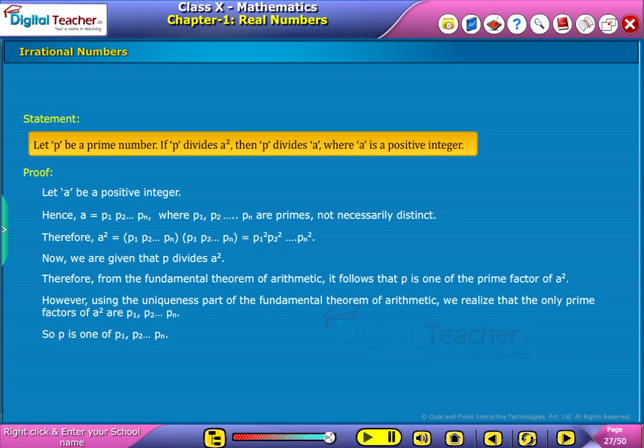P is one of p1, p2 till pn. Now, since a is equal to p1, p2 till pn, therefore p divides a. Let us use this theorem to solve a sample problem.